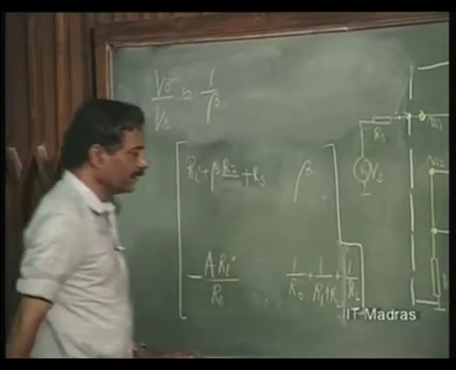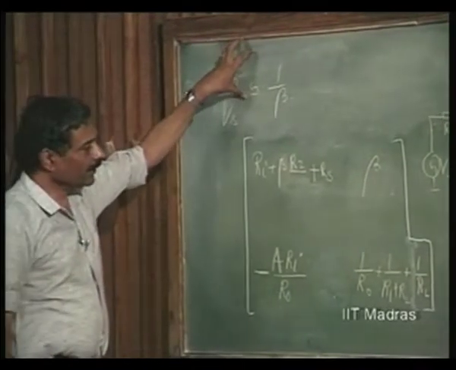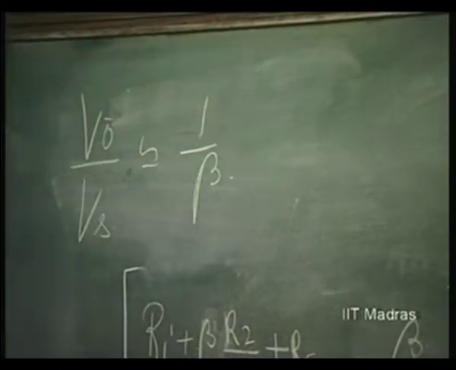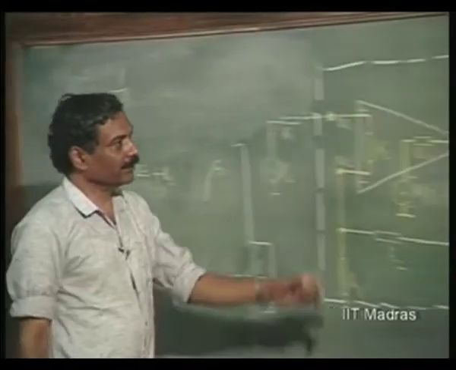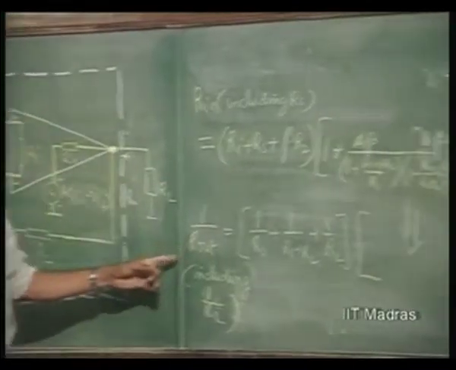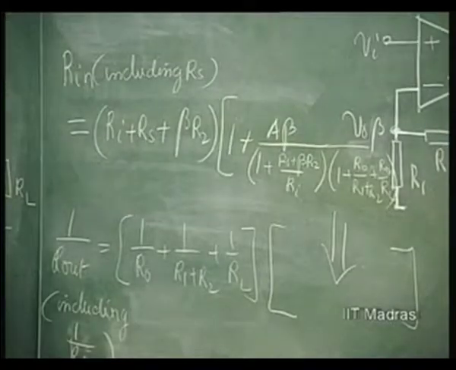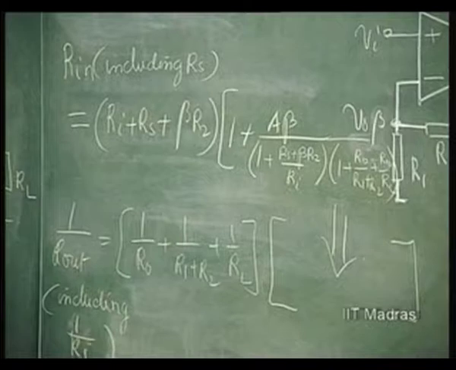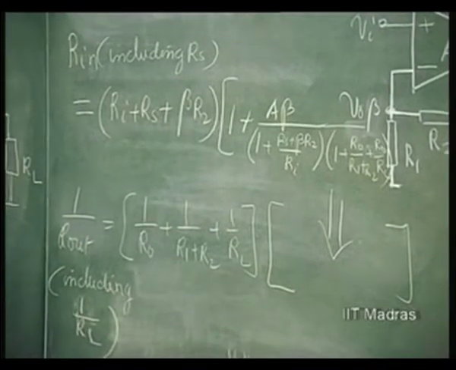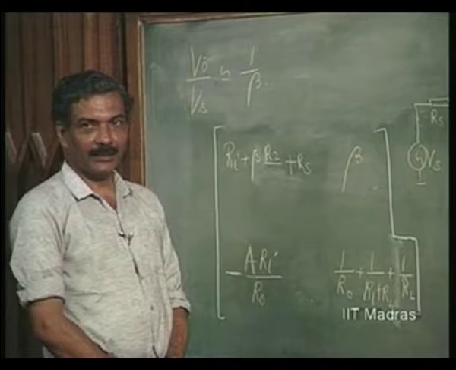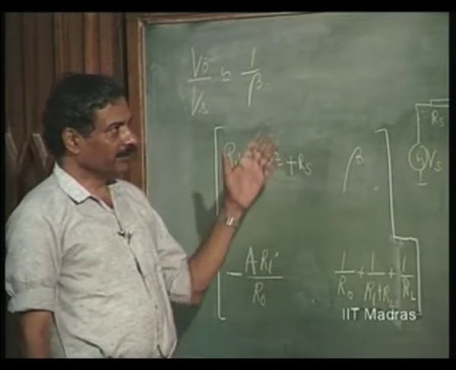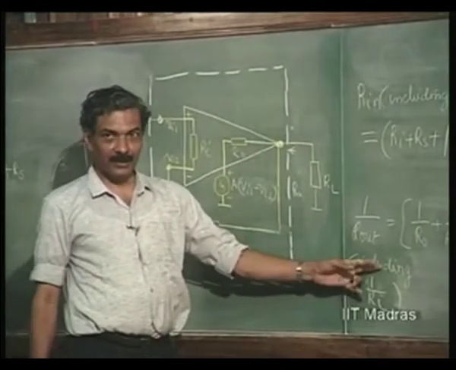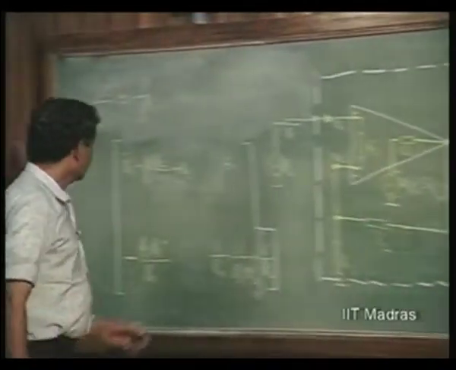So finally we can say that as far as the gain is concerned, it is very nearly equal to 1 over beta, and input impedance is equal to this, output impedance is given by this. So these are the exact values of the actual G matrix. One is Gi, this is G naught, this is Gf.